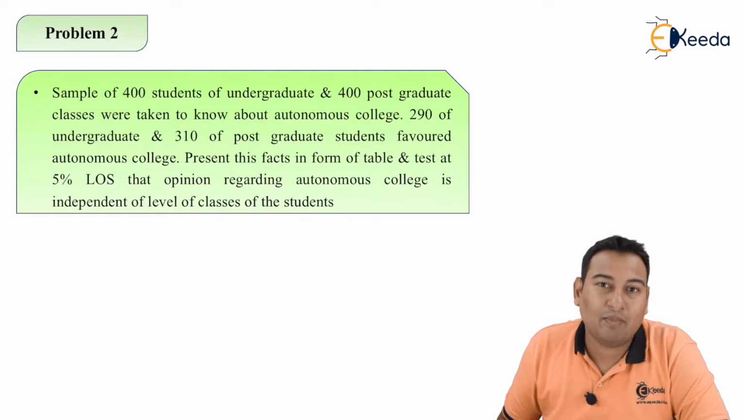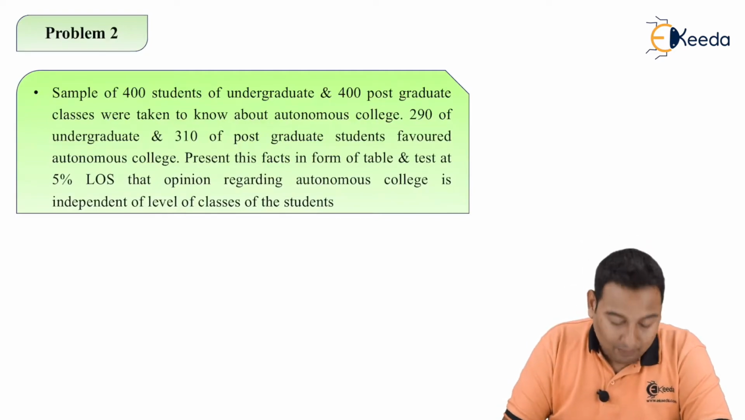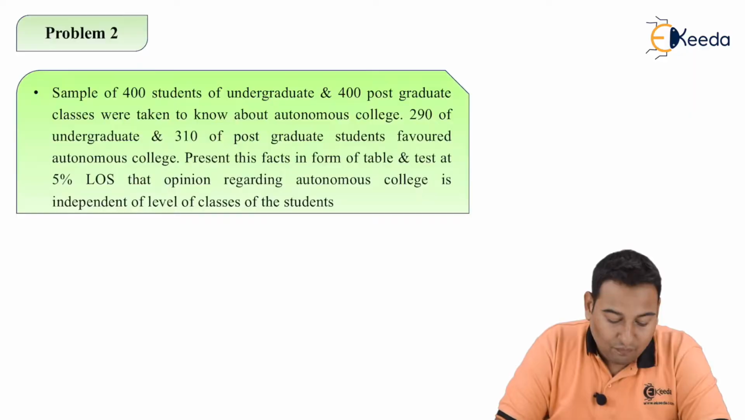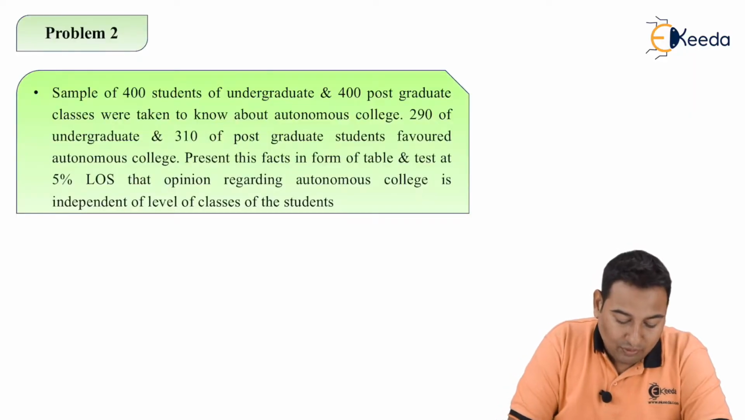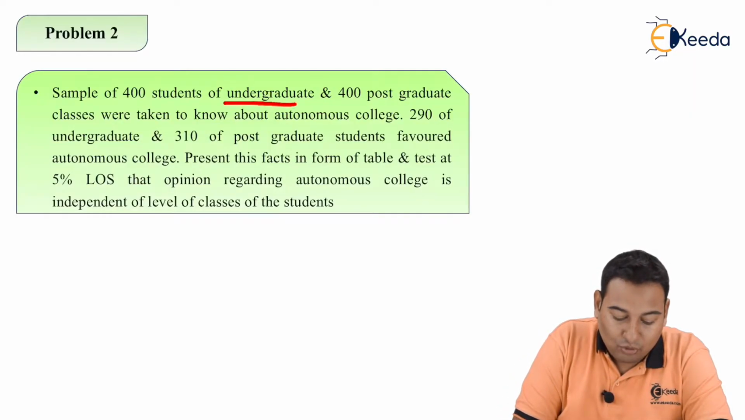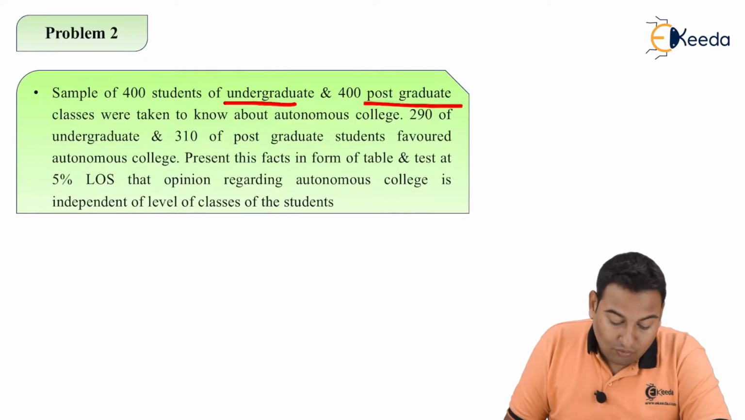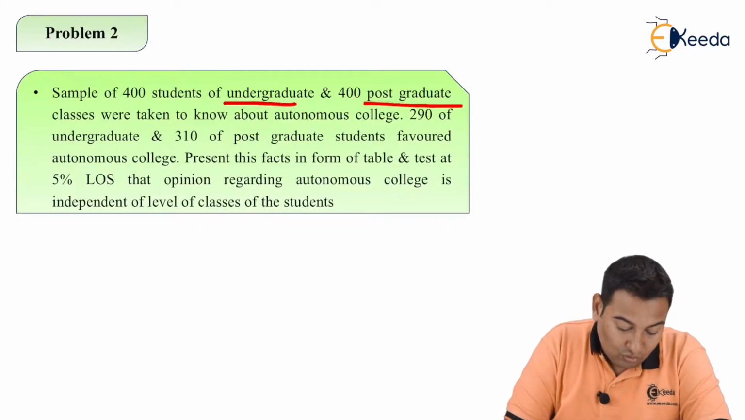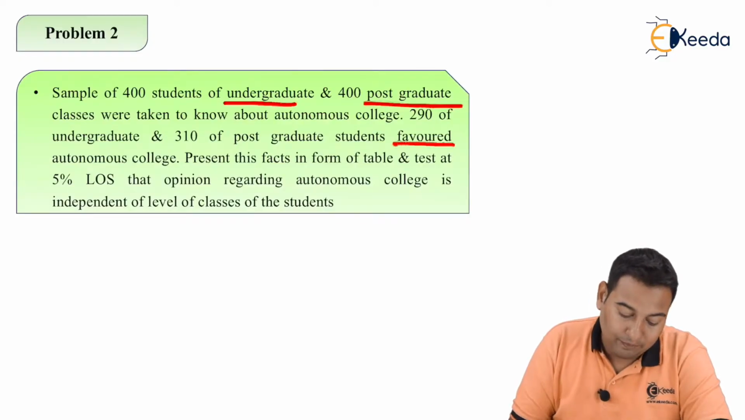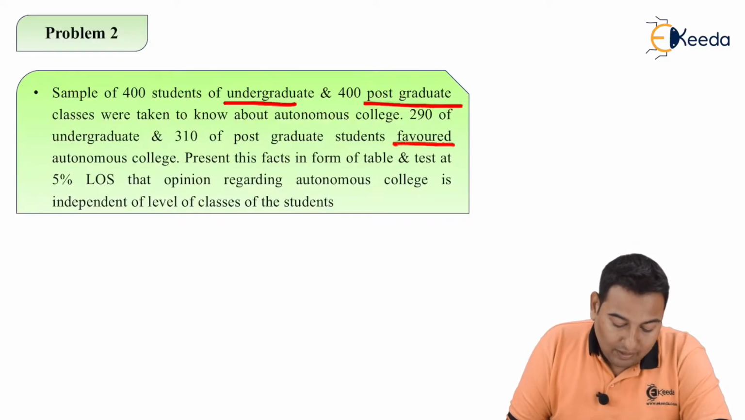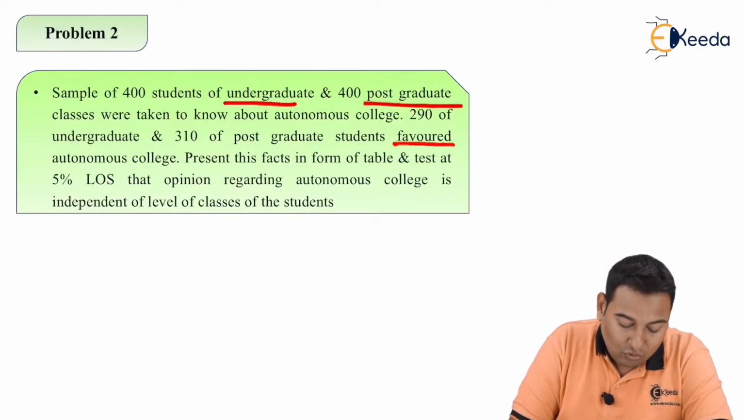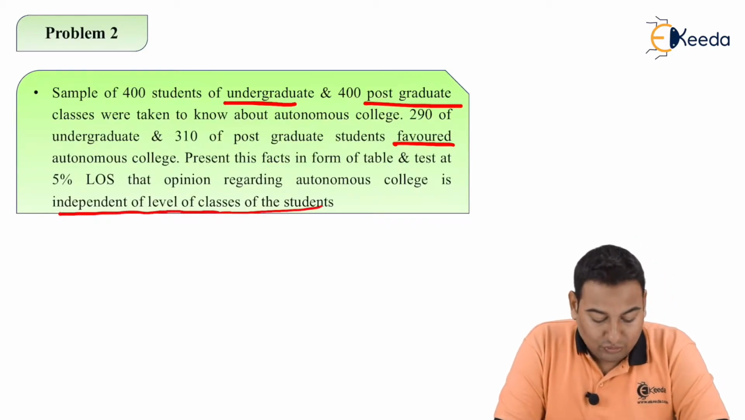We need to make a table. So let us start with the problem. A sample of 400 undergraduate and 400 postgraduate students was taken to know about the autonomous college. 290 undergraduate and 310 postgraduate students favored. Present this fact in the form of a table and test at 5% LOS whether opinion regarding the autonomous college is independent of the level of classes of students. So this is the given problem.